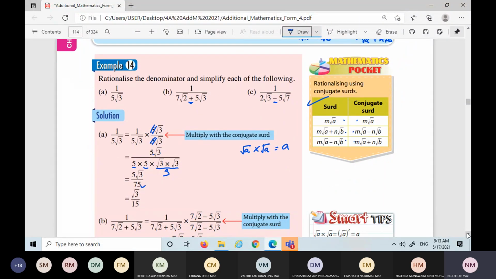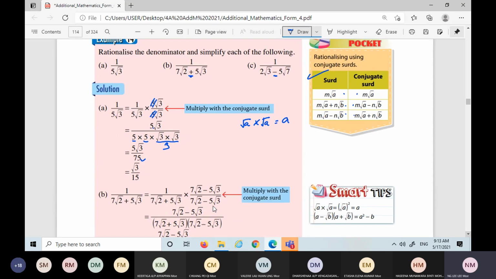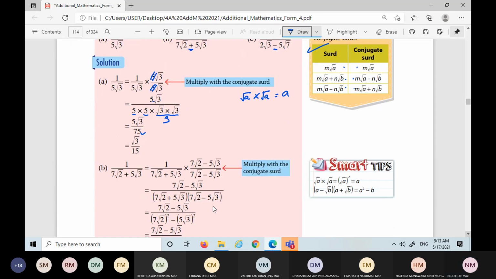For B, we have two terms with a plus in between. So the conjugate surd is the same two terms, but in between is a minus. Now we want to see how we times with this denominator and end up with no surd. For the numerator, it is times with 1, so you just copy exactly. For the denominator, first term times with the first term.